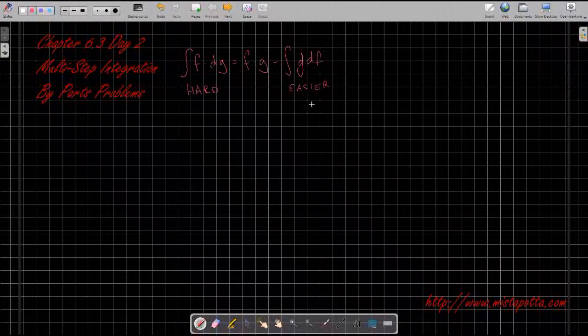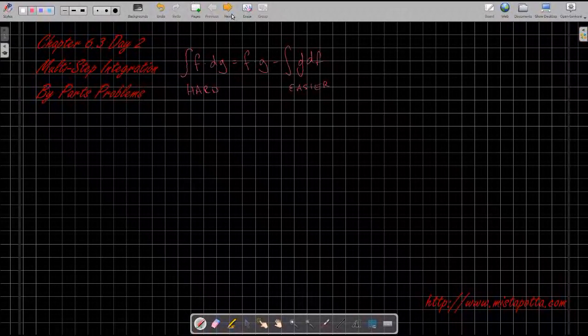And we saw in our last example that just because this antiderivative is easier, that doesn't mean it's going to be easy. Sometimes we'll have to do a u substitution, and sometimes we might have to do the integration by parts step again. So I want to go through a couple of examples where we're going to have to go through this procedure of integration by parts multiple times.